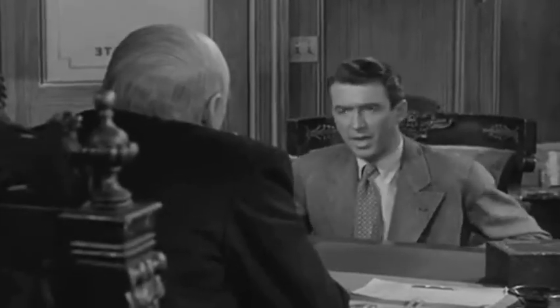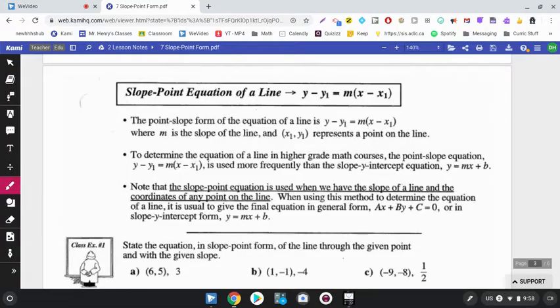Well, what's your point, Mr. Potter? Okay, where m is the slope, and then x1, y1, that's my point.